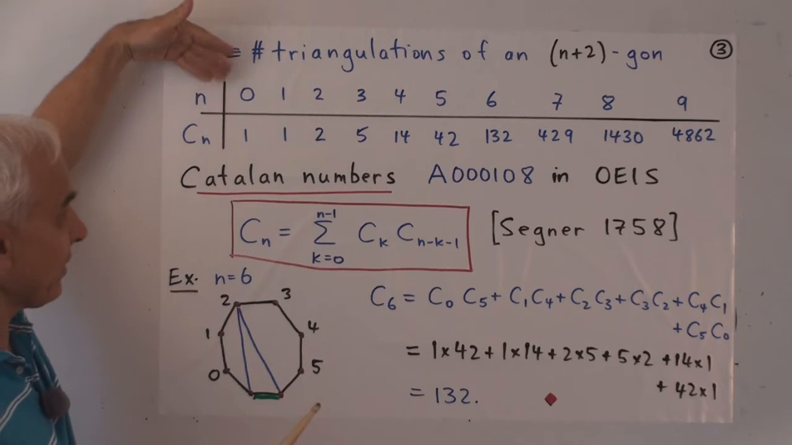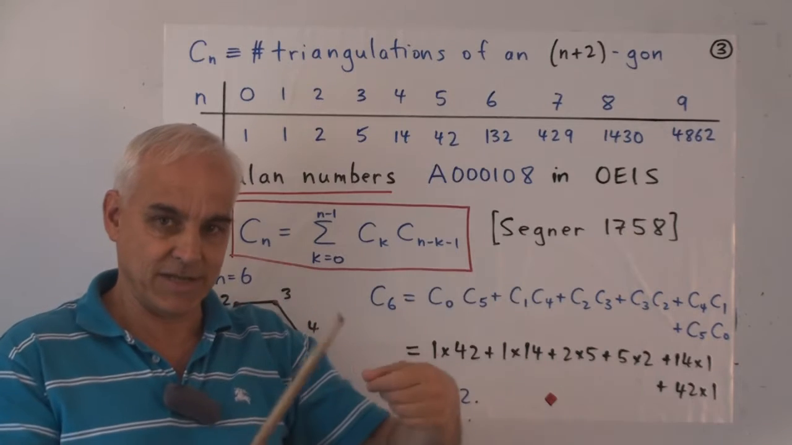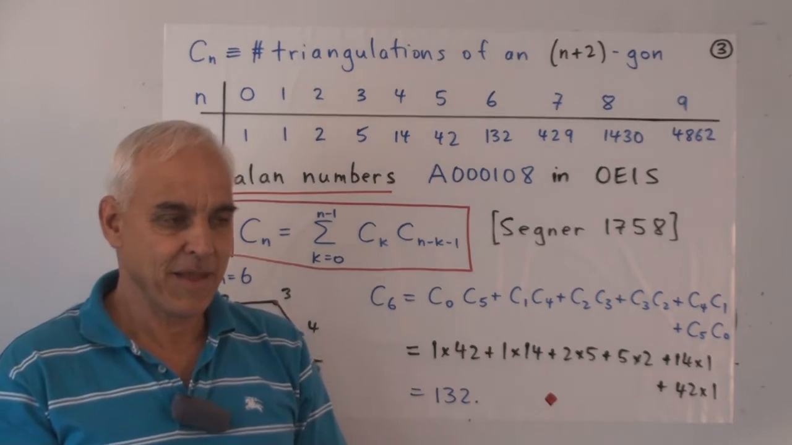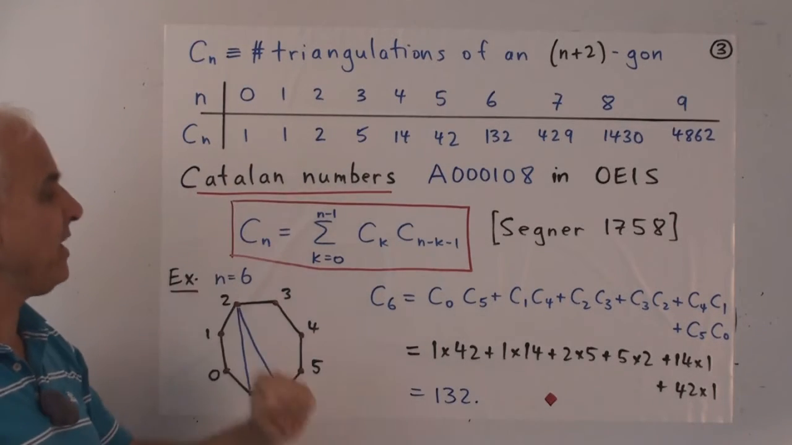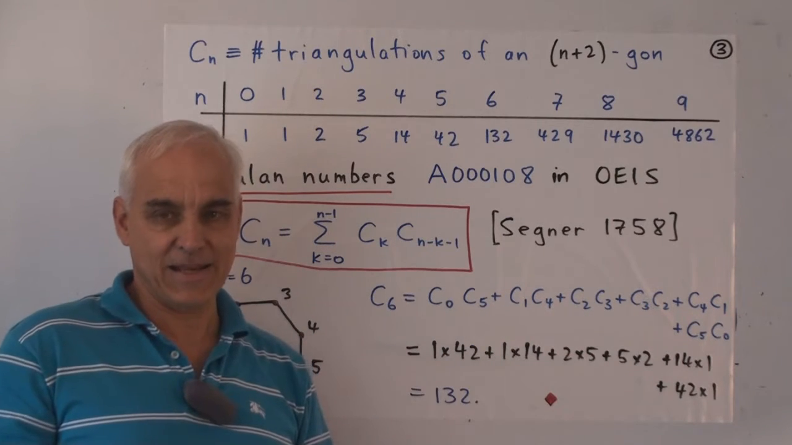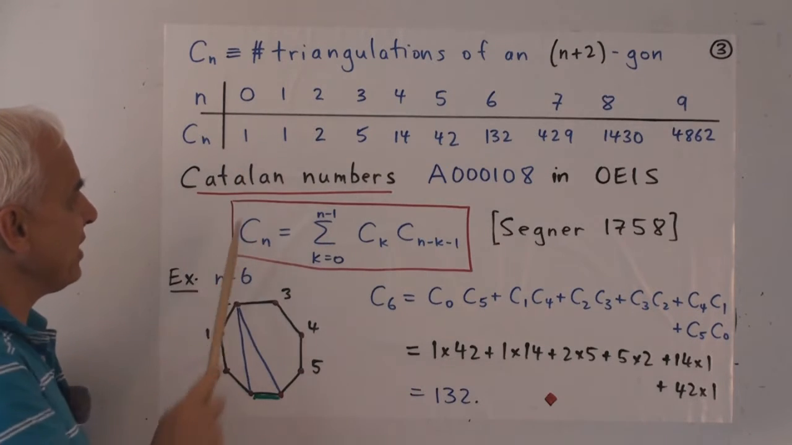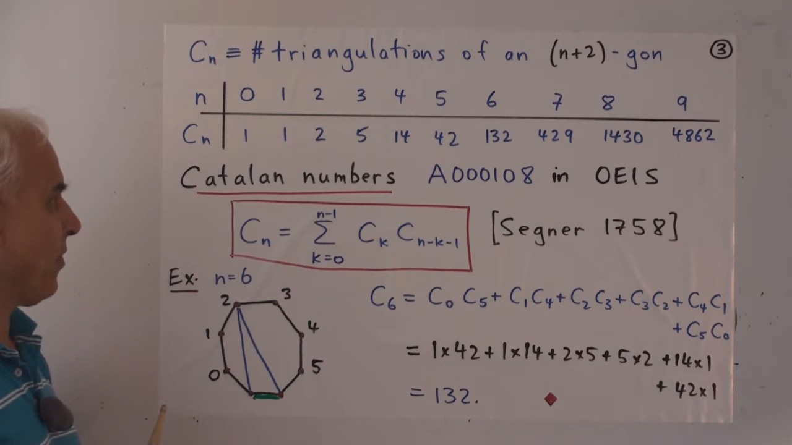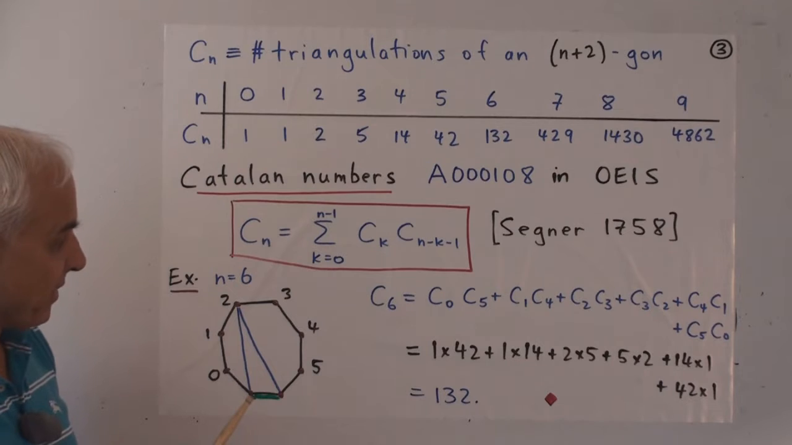Now C0 technically would correspond to the number of triangulations of a 2-gon, which is just a segment. That doesn't seem to make much sense. So we define C0 to be 1 for convenience and to make the formulas involving the Catalan numbers work. All right, so this 0th entry is by definition 1. All right, so how does Segner's recursive formula then work?